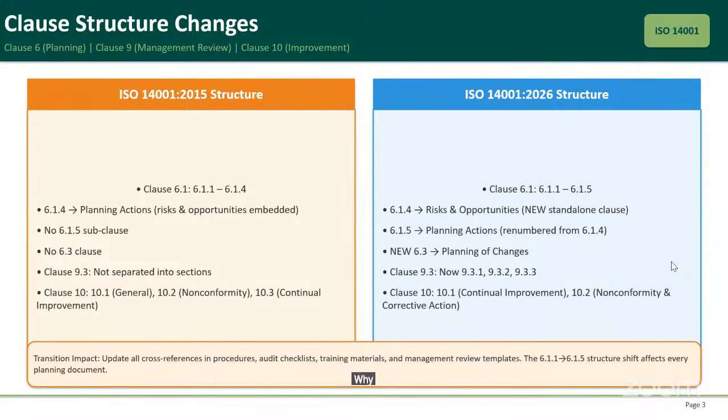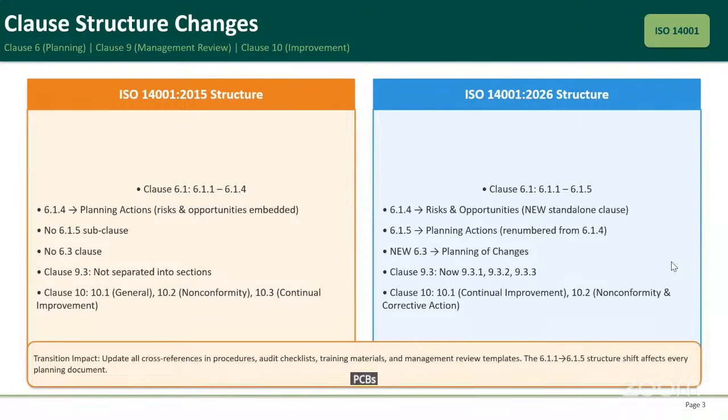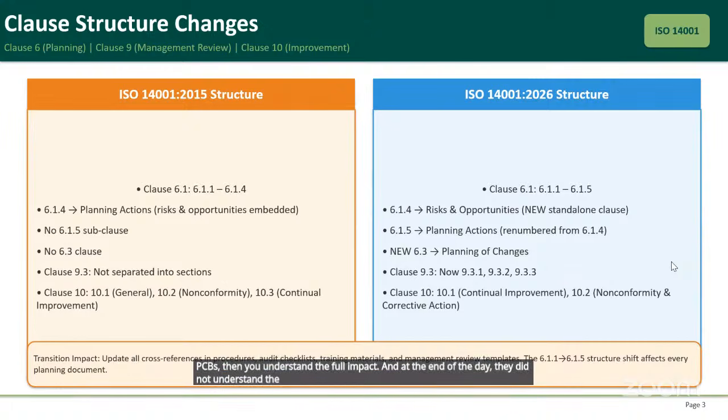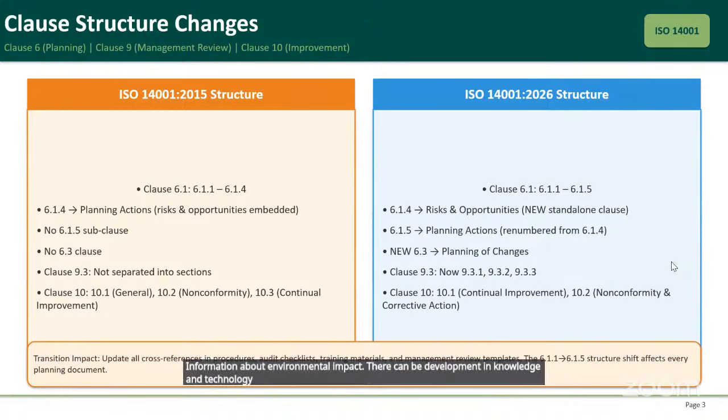Why? Number one, when they came about those changes, they did not understand the full impact. Thank you, PCBs. Thank you very much, sir. PCBs, they didn't understand the full impact. And at the end of the day, they did not understand the life cycle perspective of how to properly dispose them. And this led to a lot of health issues in that particular society. There can be change in knowledge, information about environmental impact. There can be development in knowledge and technology. There can be change in technical specifications of materials or process input. There can be change in business assets.